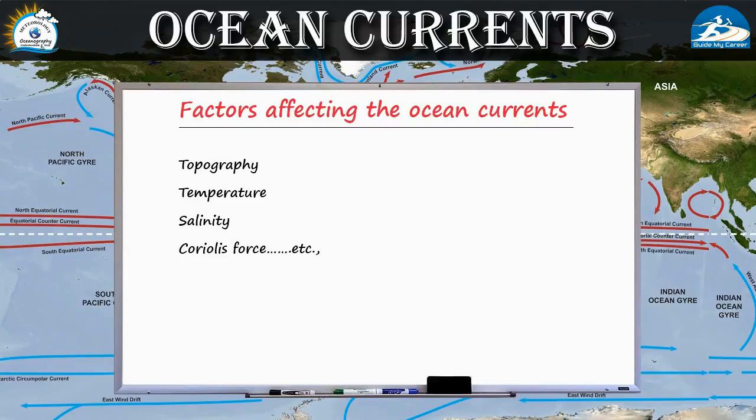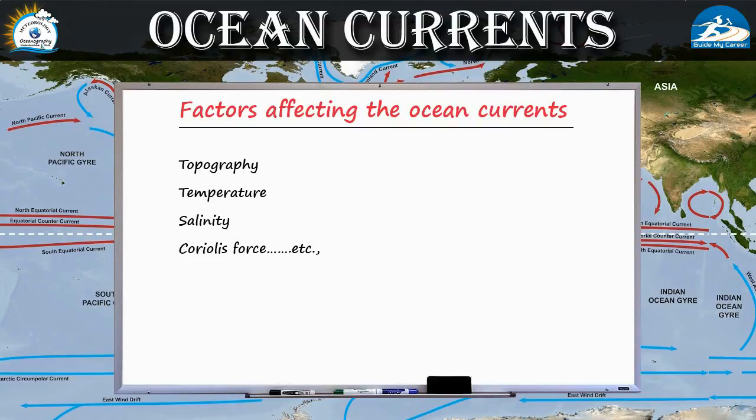And coming to temperature, as we discussed so far, till now we discussed how temperature affects ocean currents. Because of the temperature variations, we automatically get density variation. Because of the density variations, the water will move from high density to low density. This is all about the temperature.